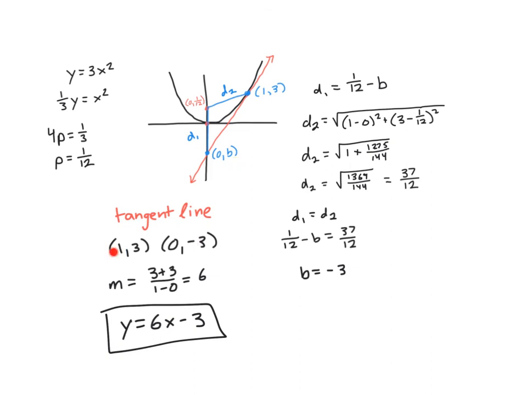Now that we know 2 points on our tangent line, we can find the slope of our tangent line, and then we can create the equation.